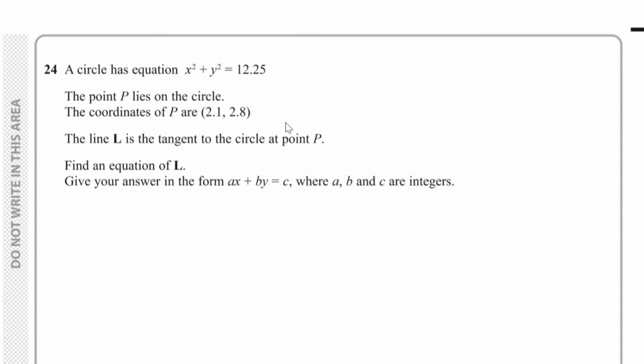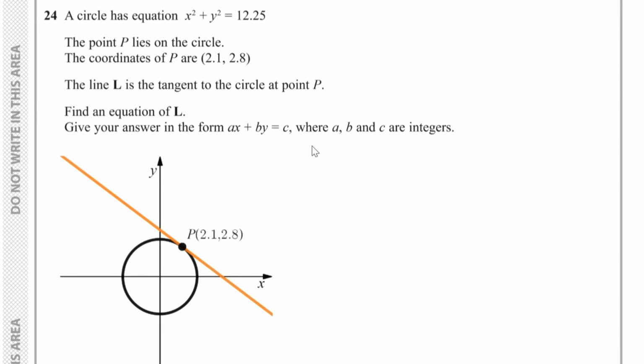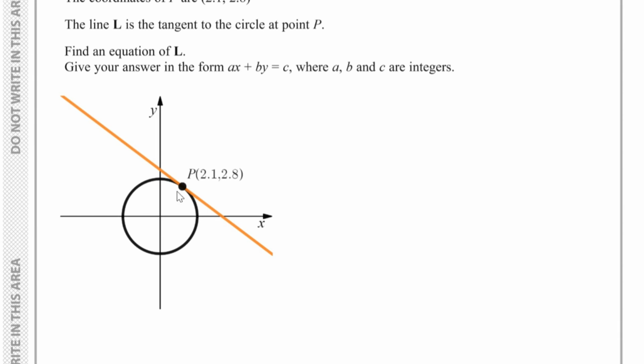Question number 24. A circle has equation x squared plus y squared equals 12.25, and the point P lies on the circle, and it's got coordinates 2.1 and 2.8. L is a tangent to the circle at the point P. We have to find an equation for L in the form ax plus by equals c, where a, b and c are integers. Well, here is a diagram of what's going on. We've got our circle, we've got the point P, and what we need to do is find the equation of this tangent.